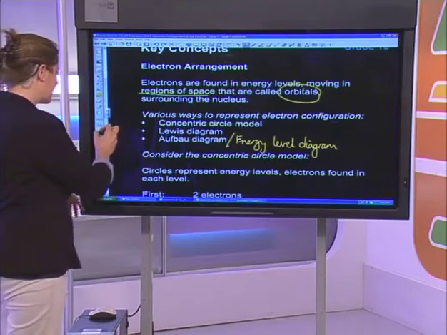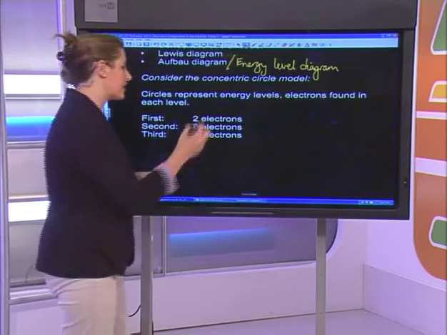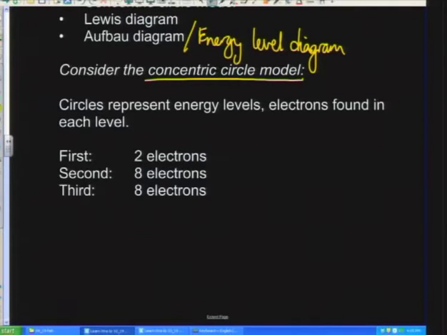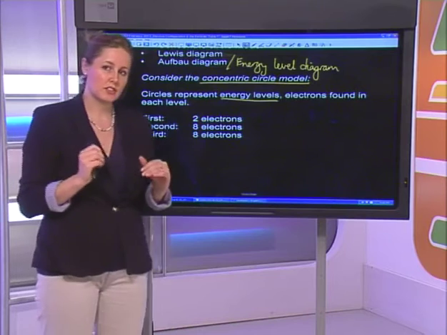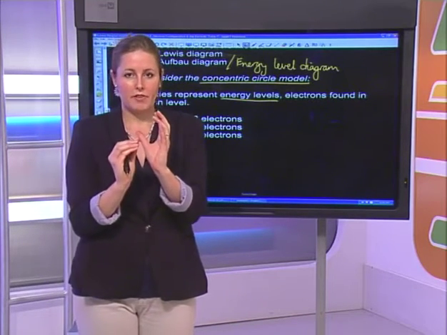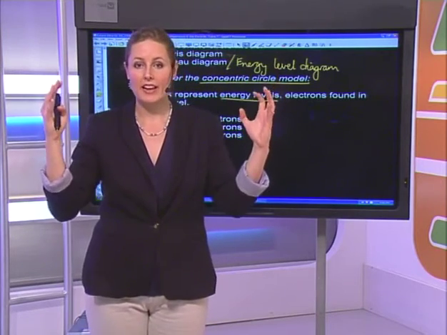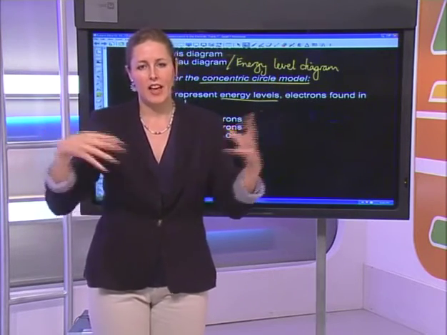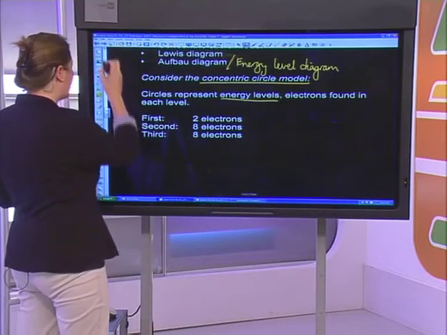So let's start with the simplest, the concentric circle model. For the concentric circle model, we are considering energy levels with the electrons found on those energy levels or in those energy levels as circles, concentric circles. And in the first ring, 2 electrons can be found. In the second ring, 8 electrons can be found. And in the next ring, third ring, 8 electrons can be found. And we're not going to go much further than that. So let's have a look at how this would be done.